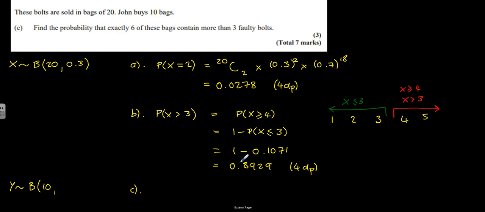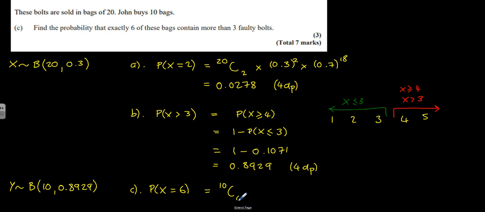So we're going to use this probability, 0.8929, because this is the probability of success, the probability that there are more than 3 faulty bolts when we have them in bags of 20. So what's the question asking? What's the probability that exactly 6? So this is what we're doing. We've set up the maths, our new distribution, 10 trials and the 10 bags. Probability of success was the probability of having more than 3 faulty bolts. Now what's the probability of y equals 6?